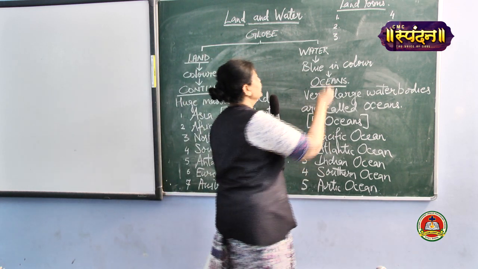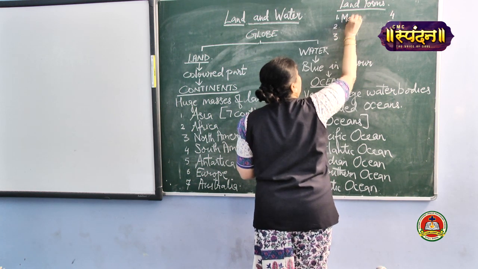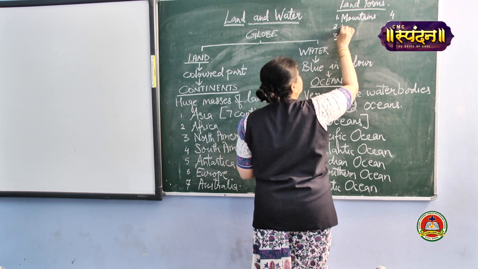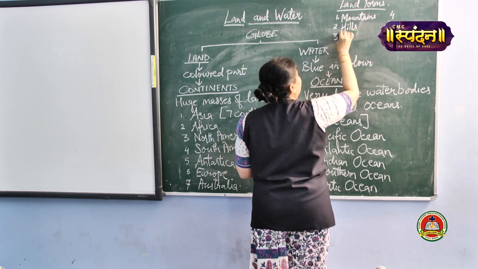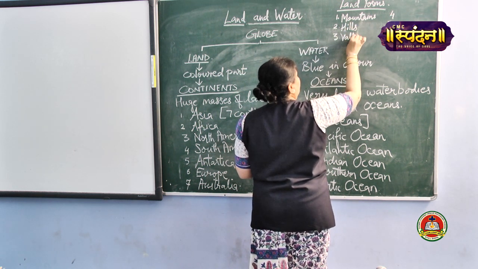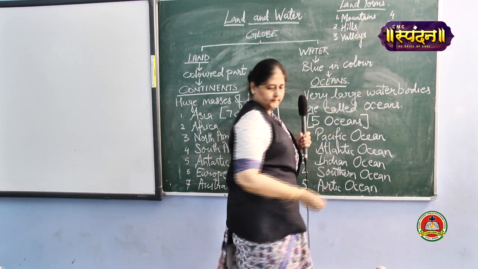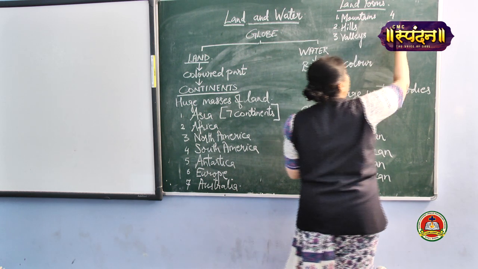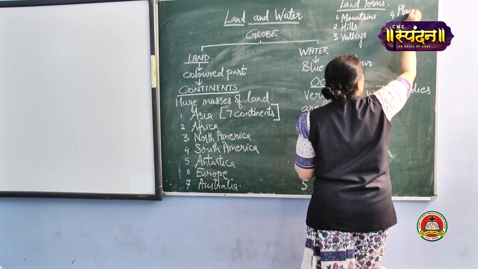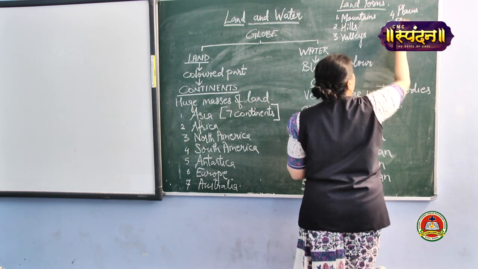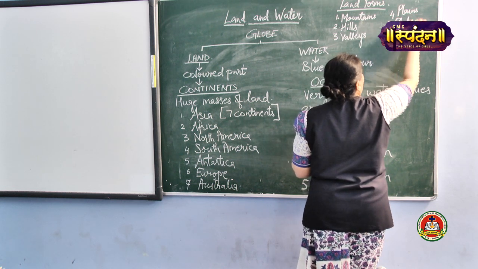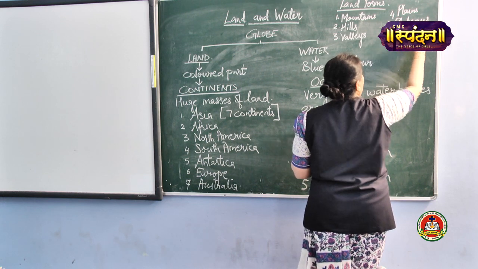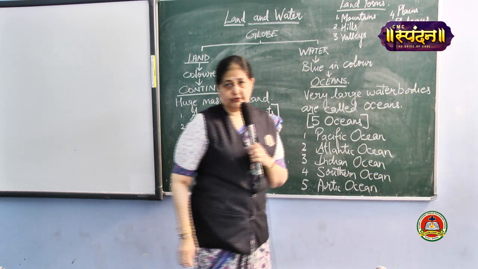Mountains, hills, valleys. Then you have plains, plateaus and deserts. These are the 6 landforms.